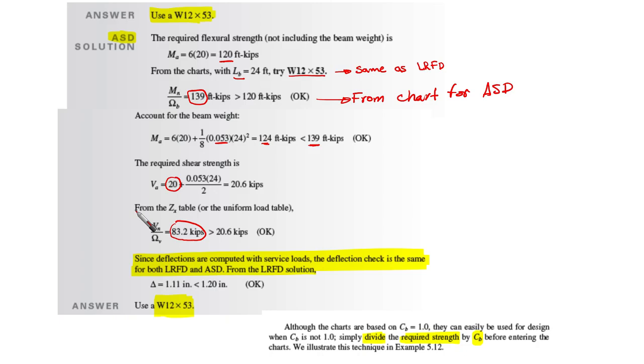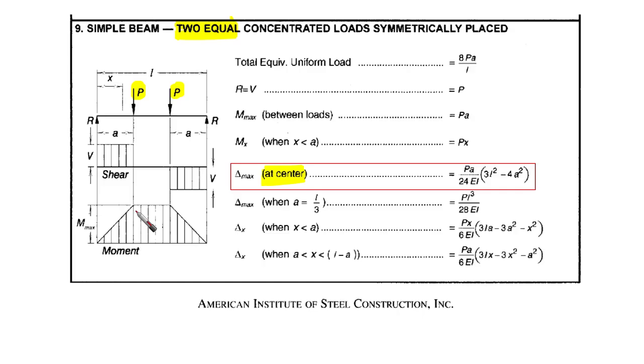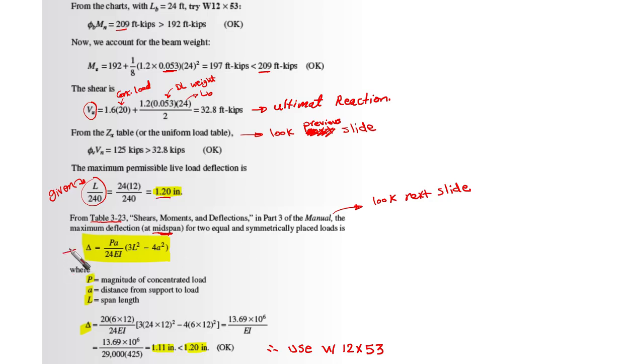Now let's go back. We are going to apply this, and the maximum deflection at midspan, as we said, for 2 equal and symmetrically placed loads is as given in the table. No need for you to memorize this. It is given in the table. Know only how to bring it from the table. P is the magnitude of the concentrated load, A is the distance from support to load, and L is the span length. Then you are going to substitute in this equation.